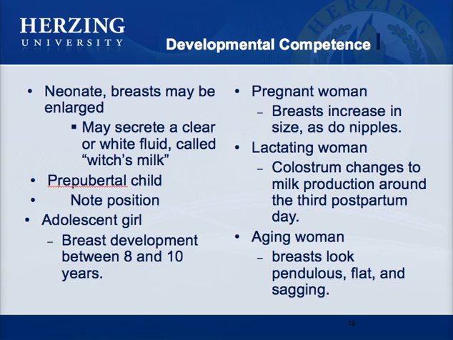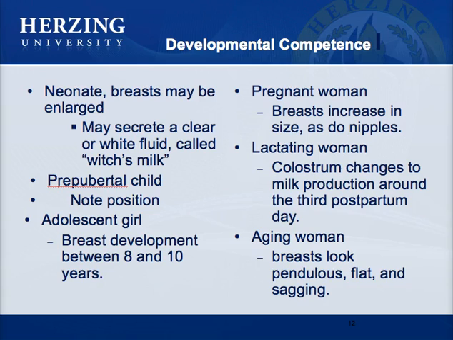For children, note position of nipples on a pre-puberty child. They should be symmetric, just lateral to the mid-clavicular line between the fourth and fifth ribs. The nipple is flat and the areola is darker pigmented.